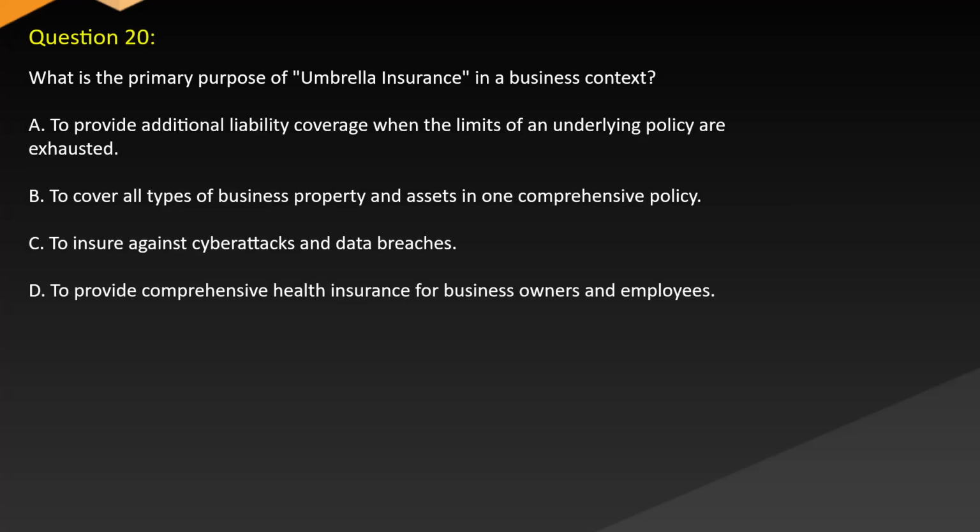Question 20. What is the primary purpose of umbrella insurance in a business context? A. To provide additional liability coverage when the limits of an underlying policy are exhausted. B. To cover all types of business property and assets in one comprehensive policy. C. To insure against cyber attacks and data breaches. D. To provide comprehensive health insurance for business owners and employees.